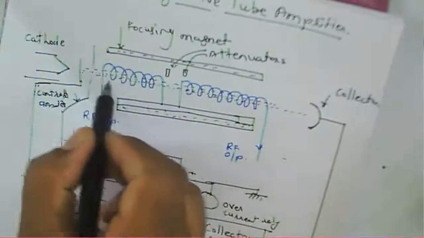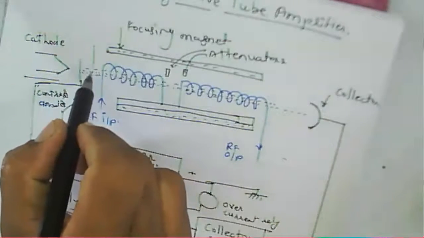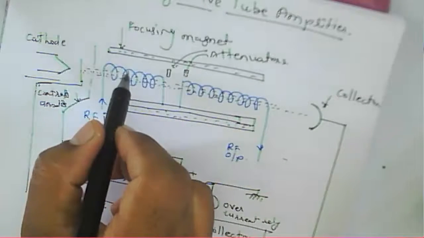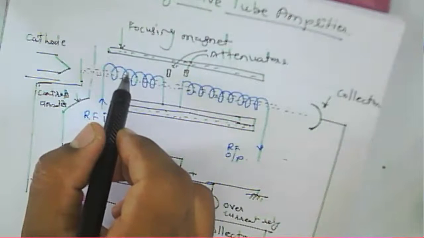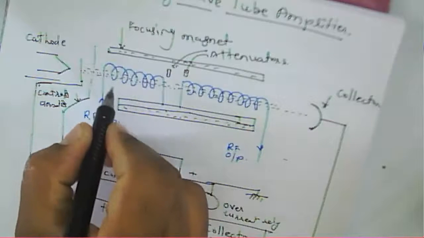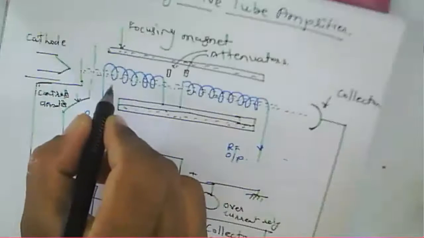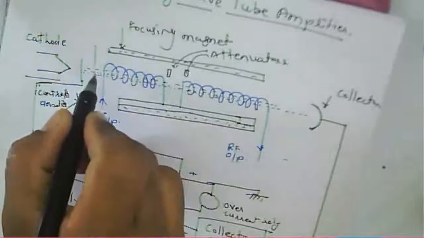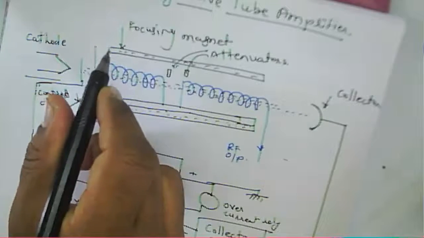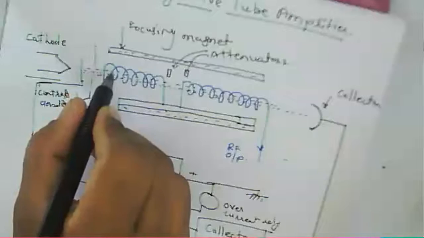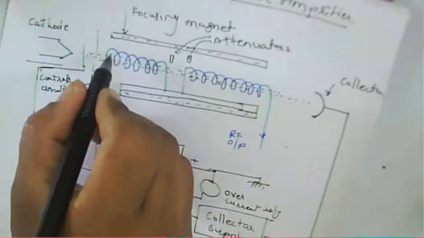And the electron and the RF electric field, both the fields are in a linear arrangement. So that's why we can say it's a linear beam tube, or we can say it's an O-type tube. So we have an axial electric field, and the electrons progress along it, and their velocity depends upon the helix.